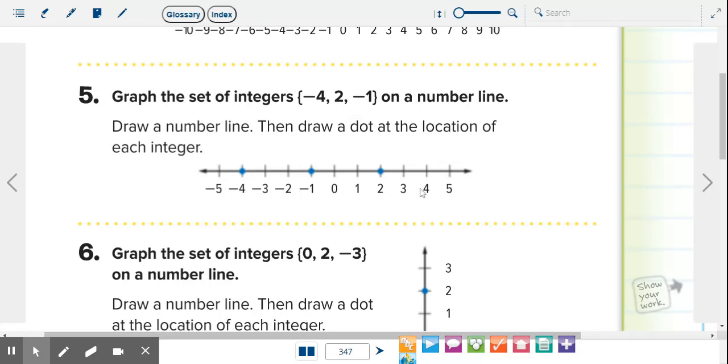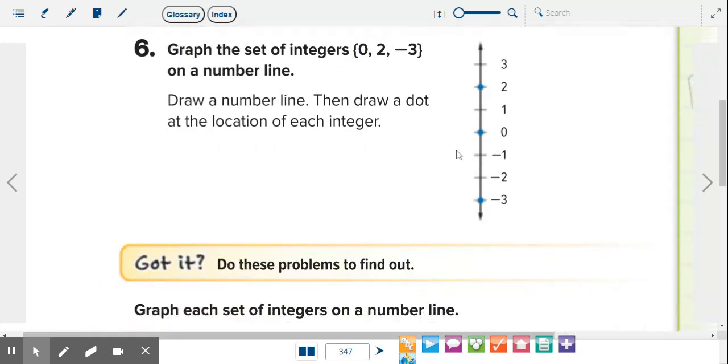Well, here's our number line. So we have -4, 2, -1. So you put a dot at -4, put a dot at 2, put a dot at -1. That's it. That's how you graph integers on a number line. So those are both horizontal number lines. Now, number 6 is vertical. So it's like a thermometer. It doesn't change anything. It's still 0 would be in the middle or whatever. You could start with 0 up here, but all the numbers would be negative then. It just depends on how you set them up.